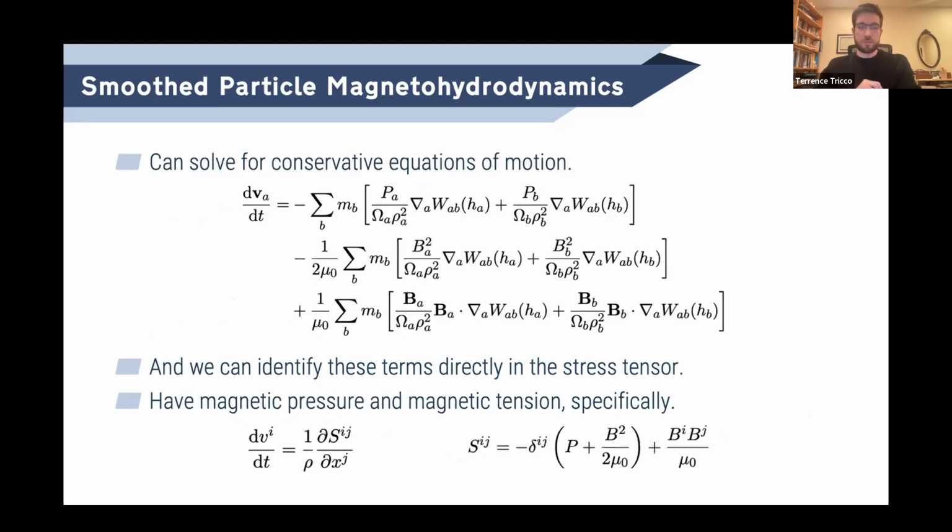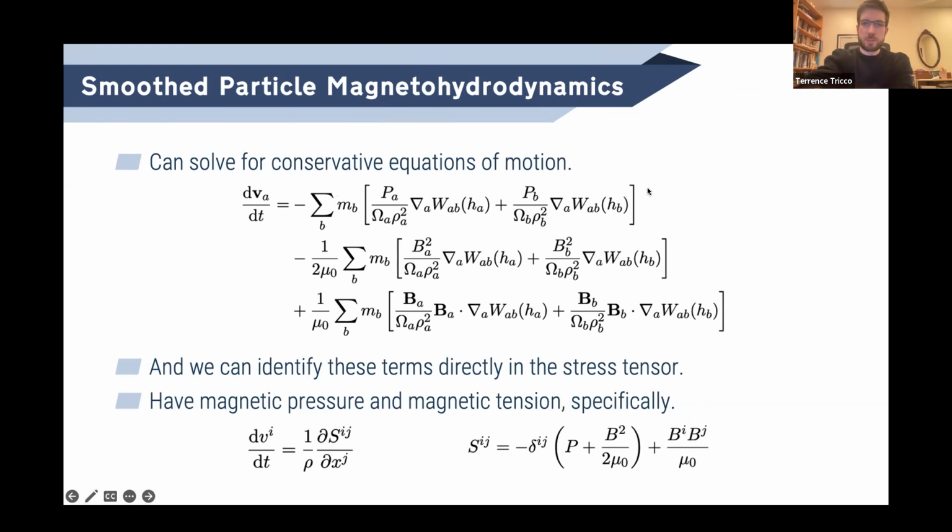The second is that you have a force from your magnetic field. You have a magnetic field and it wants to push or pull things around. Creating that force in SPMHD is also relatively straightforward. You take your magnetic energy as part of the Lagrangian, and you solve for what the conservative equations of motion are. It's the exact same process you use to get the equations of motion for your hydrodynamic equations. And you can see you get three terms in this set of equations.